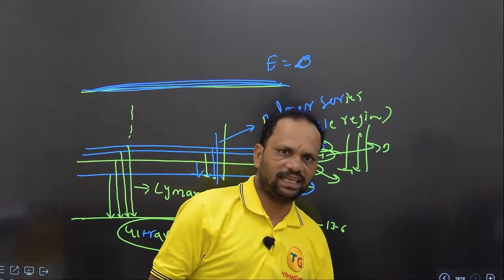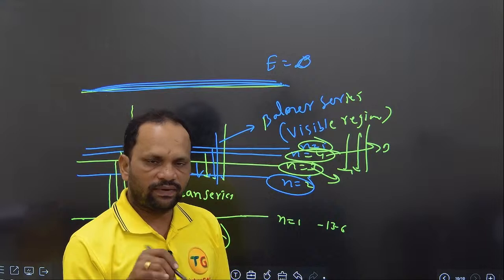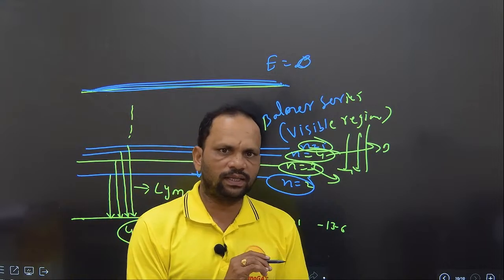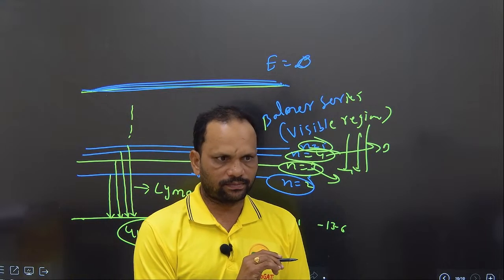Then we discuss all these things: Lyman, Balmer, Paschen, Brackett, Pfund. How much energy is released? What is the wavelength? What is the longest wavelength and what is the shortest wavelength?